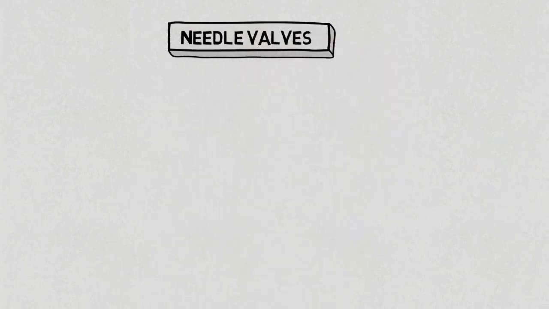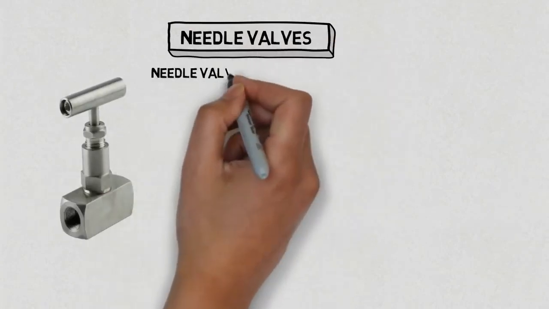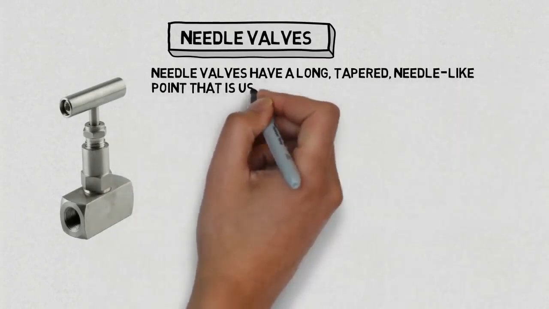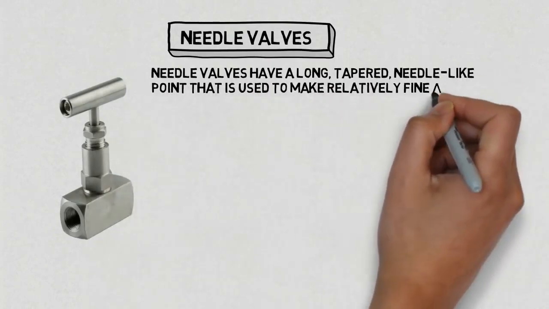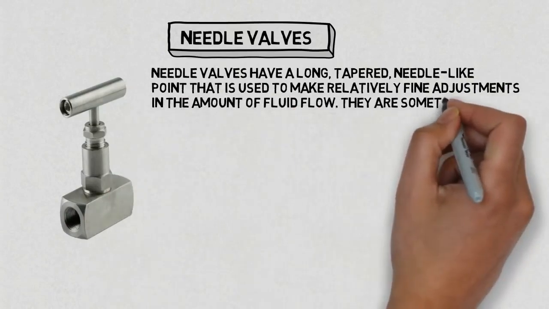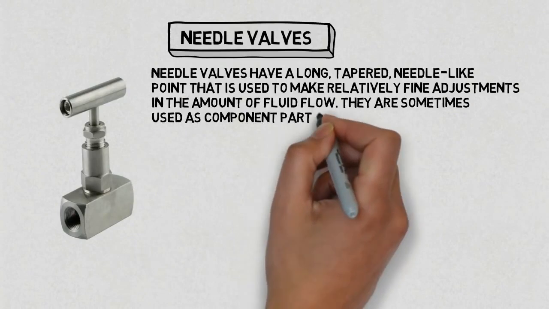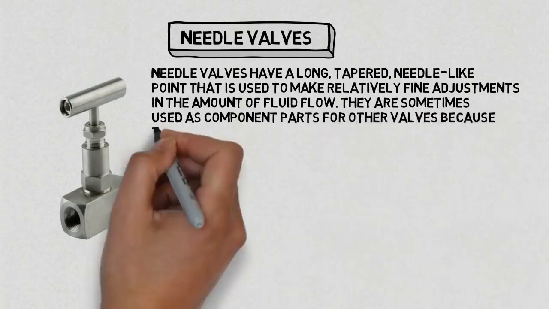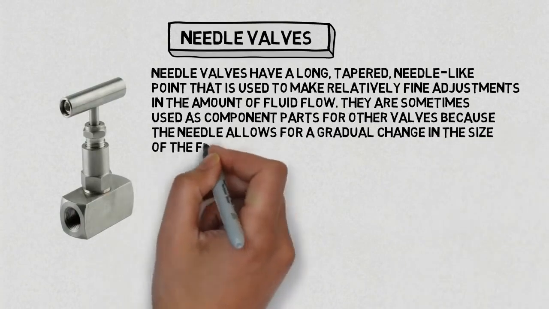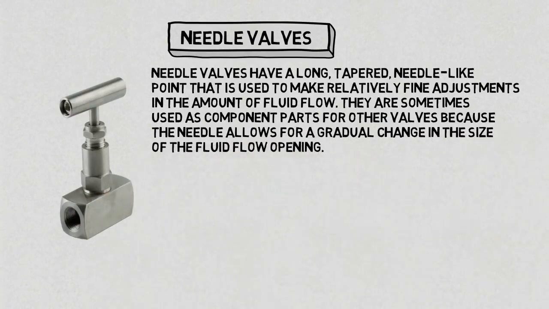Needle valves. Needle valves have a long, tapered, needle-like point that is used to make relatively fine adjustments in the amount of fluid flow. They are sometimes used as component parts for other valves because the needle allows for a gradual change in the size of the fluid flow opening.